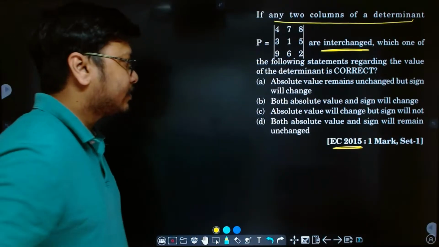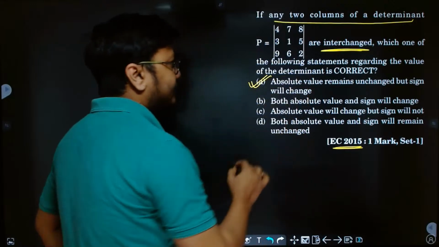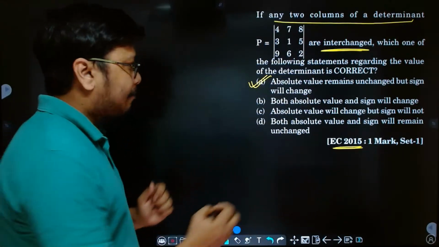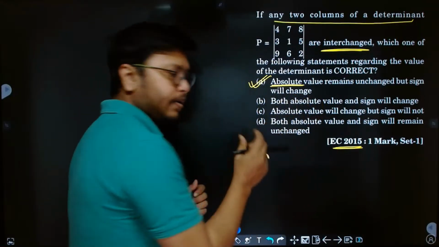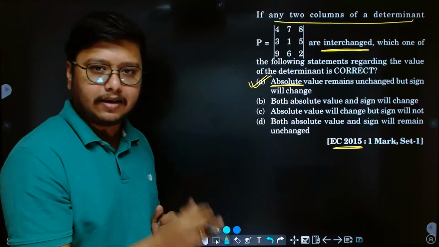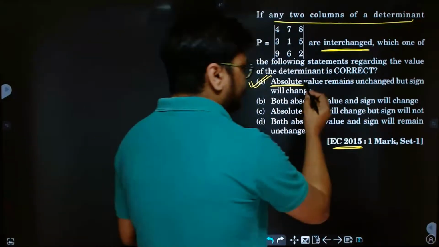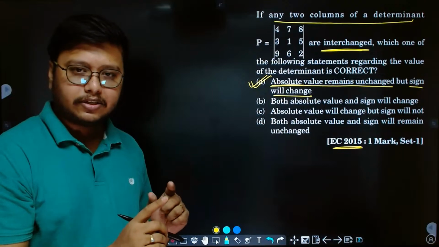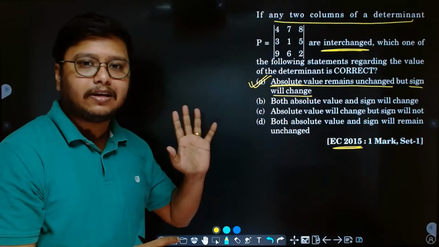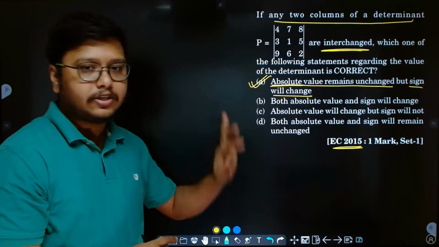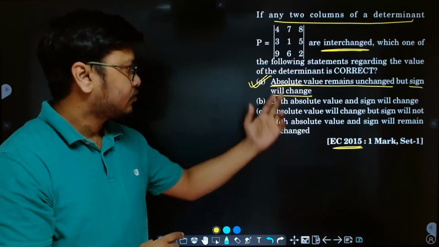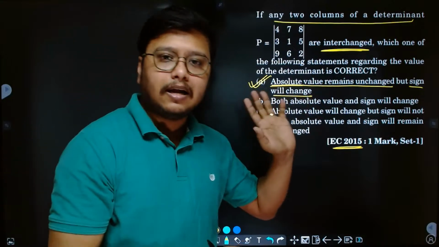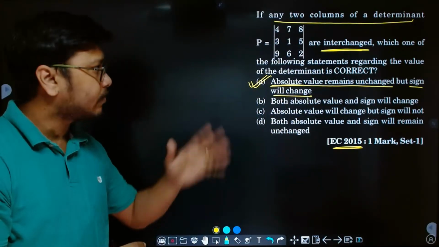Yes, option A is correct. If we interchange two columns, what happens? We get a minus sign. Absolute value means the mod value, so the mod value is not changing. If there is a minus sign, mod value remains the same. So absolute value remains unchanged, but the sign will change. If the answer of the original determinant is, let's say, 5, then after interchanging the columns, the answer will be minus 5. So the absolute value is the same, but there is just a sign change. Simple question.